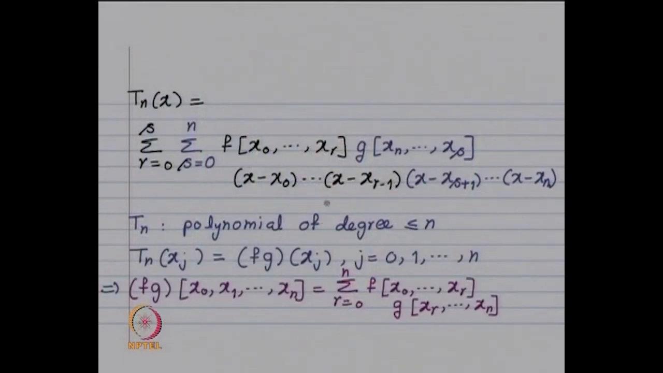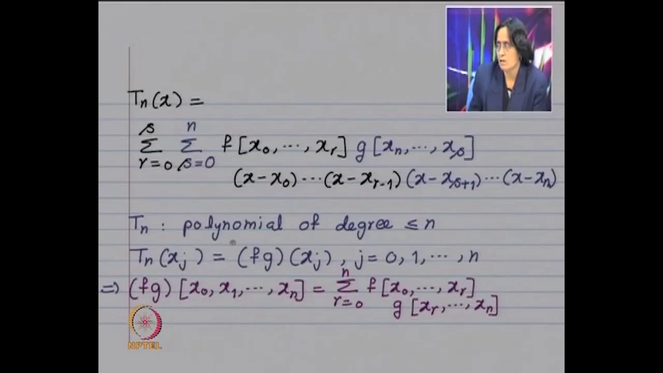So, if I am interested in the divided difference of f into g based on x 0, x 1, x n, then I can look at the coefficient of x raised to n in the polynomial t n, which is going to be the unique interpolating polynomial interpolating f into g at x 0, x 1, x n, and then that is going to give us the formula for the divided difference of f into g in terms of divided differences of f and of g. So, here is t n, a polynomial of degree less than or equal to n, the interpolating polynomial.